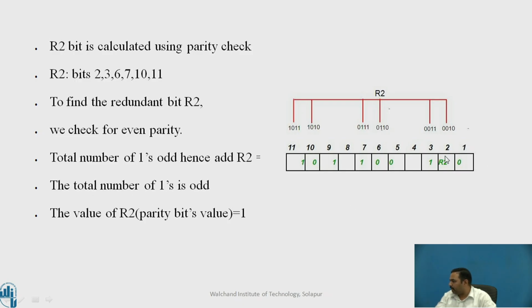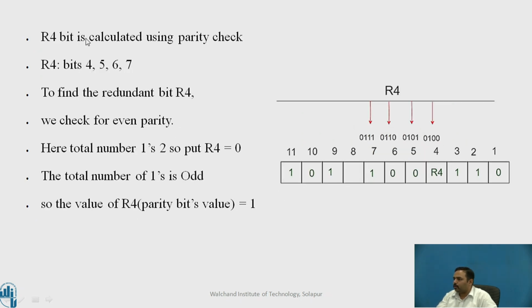After putting 1, we have to check total number of ones in this MSB. So R2 is equal to 1. This is 1, 2, 3, 4, 5. So total number of 1 is odd. The value of R2 parity bit value is 1. Okay.